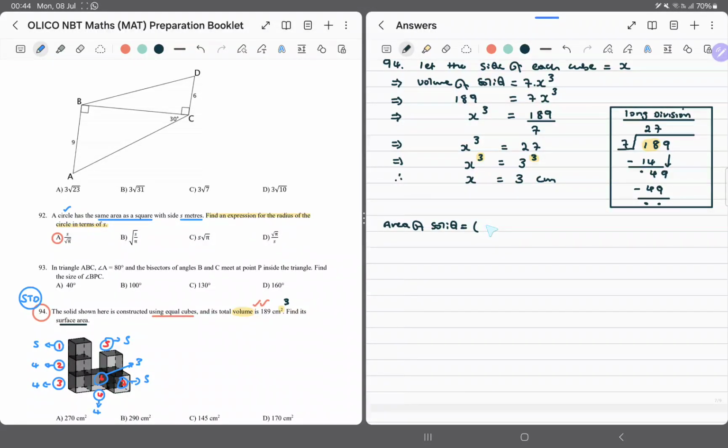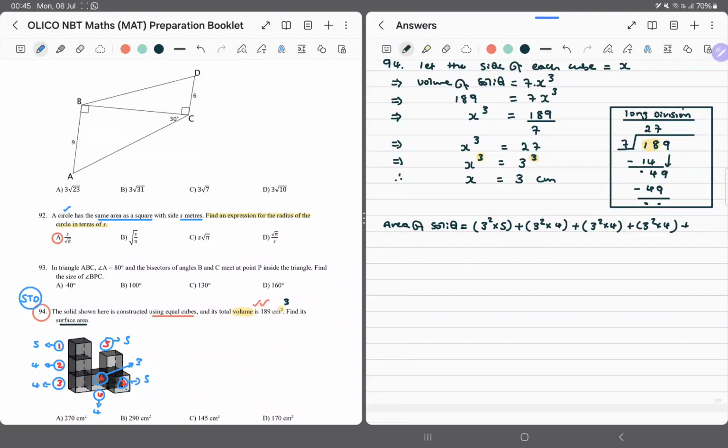Of solid is going to be equal to, first one, there's 5 faces, right? That means 5 area, and we know each side is 3 units. So area is length times breadth. So basically it's just going to be side squared, which is 3 squared times 5, plus the next one, 3 squared times 4. Next one, 3 squared times 4. Next one, 3 squared times 4.